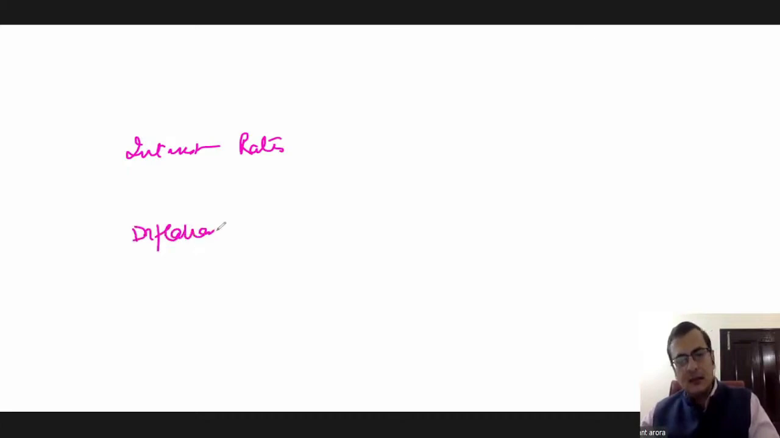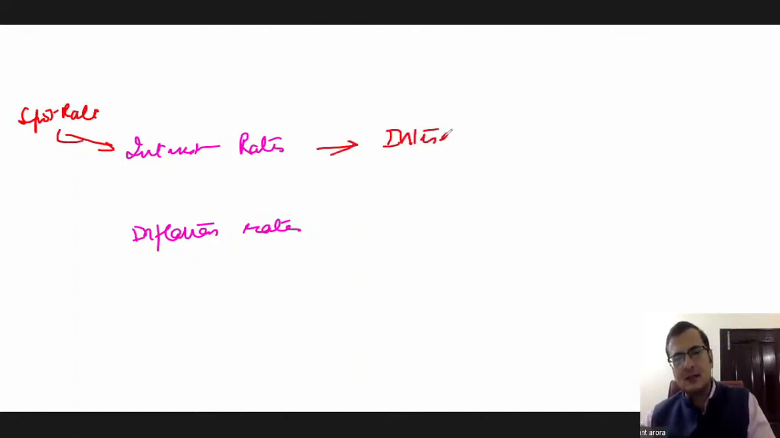Okay, sir, what are these? See, beta, I told you in the Forex chapter. Let me give you a recapitulation again. Even if you have forgotten, not a problem, since you have time in your exams. When you make a correlation between the spot rate and the interest rate, that talks about the concept of interest rate parity.